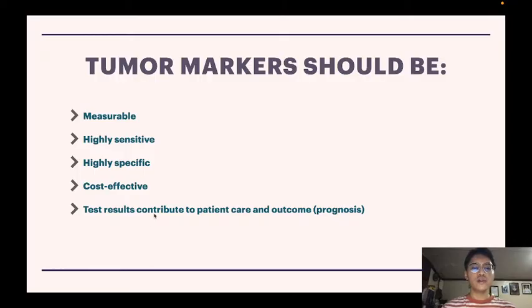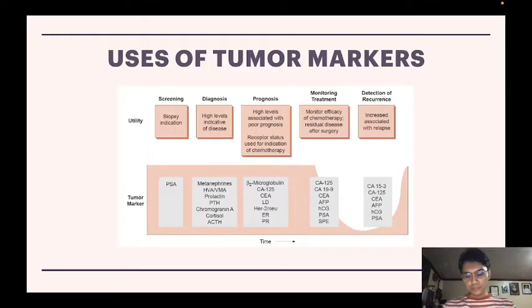And then the test results contribute to patient care and outcome. So for example, increase ito na tumor marker tapos wala naman siyang kwenta. So bakit ka pa mag-measure ng tumor marker, 'di ba? So dapat all of these characteristics or all of these criteria are satisfied by our tumor markers. So ito, what are the uses of our tumor markers? Tingnan nyo dito: screening, diagnosis, prognosis, monitoring treatment, and detection of recurrence.